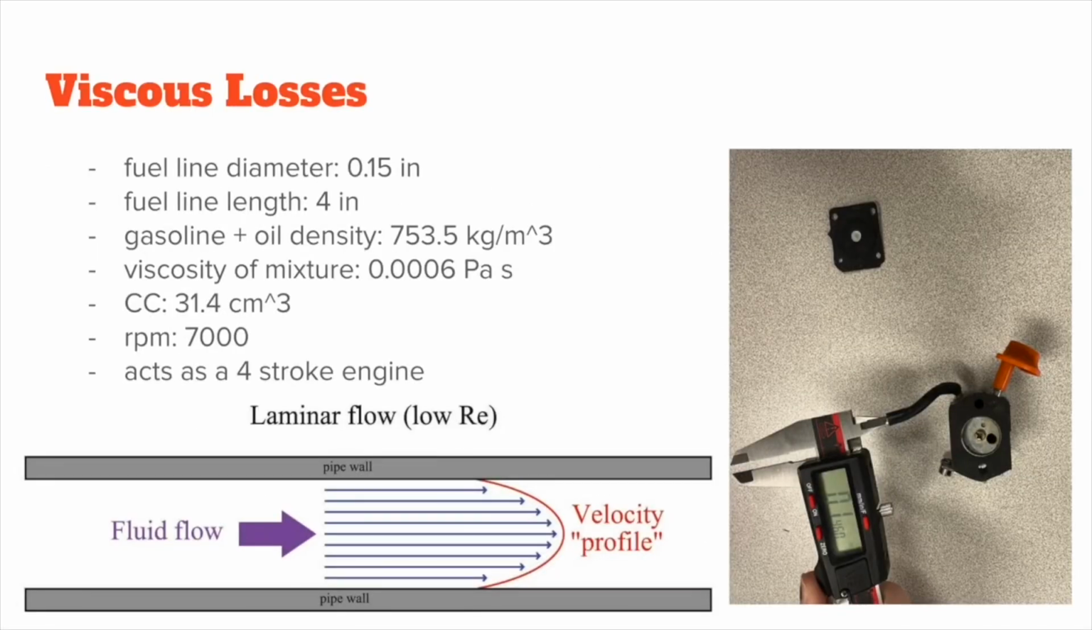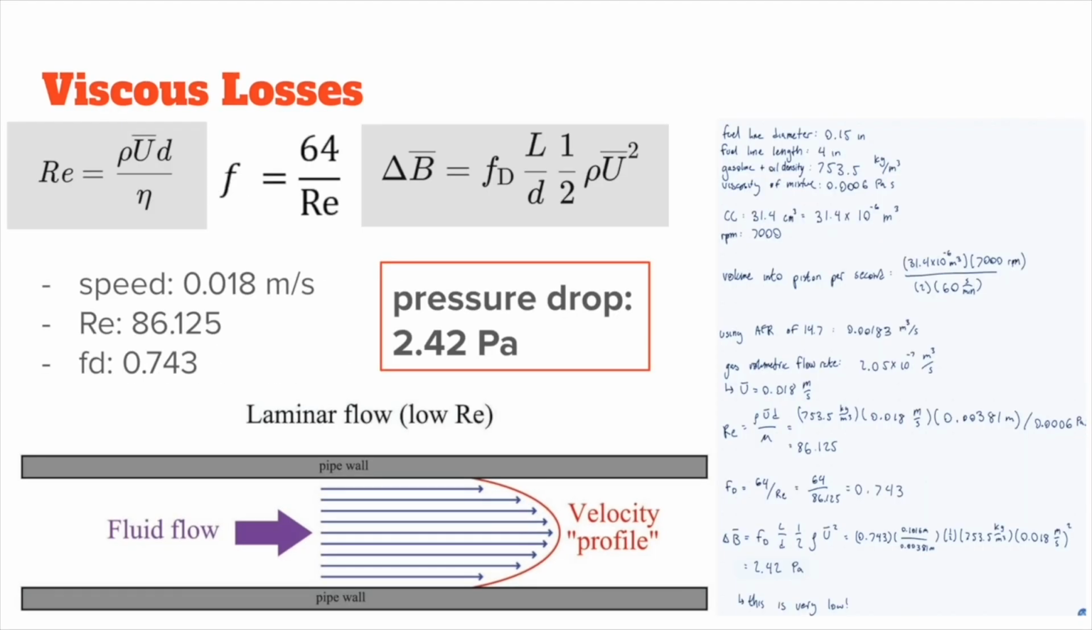Another fluid aspect of the system is the fuel line, in which we can calculate pressure drop due to viscous losses. The engine specifies a CC of 31.4 and an RPM of 7,000, from which we can calculate the total volumetric fluid flow in through the carburetor. When combined with the standard stoichiometric ratio for an air-fuel ratio of 14.7 to 1, we are able to calculate the gasoline's volumetric flow rate and therefore velocity through the fuel line, yielding 0.018 meters per second. From our measured fuel line diameter, the density and viscosity of our fuel, and its speed through the fuel line, we were able to calculate a Reynolds number of 86.125, which implies laminar flow.